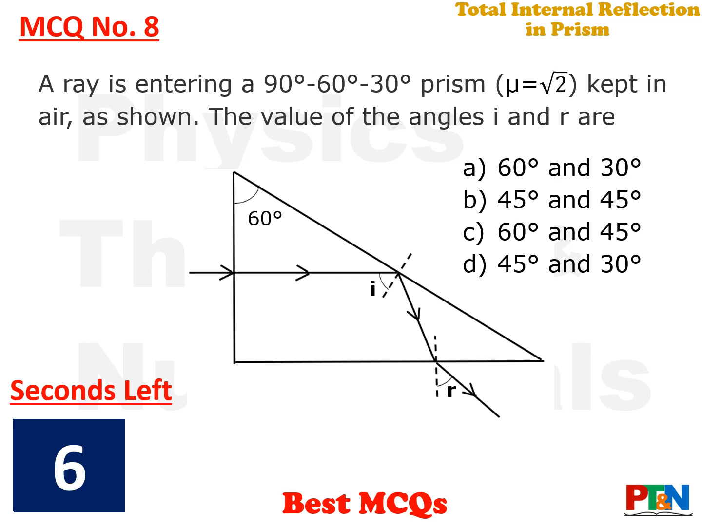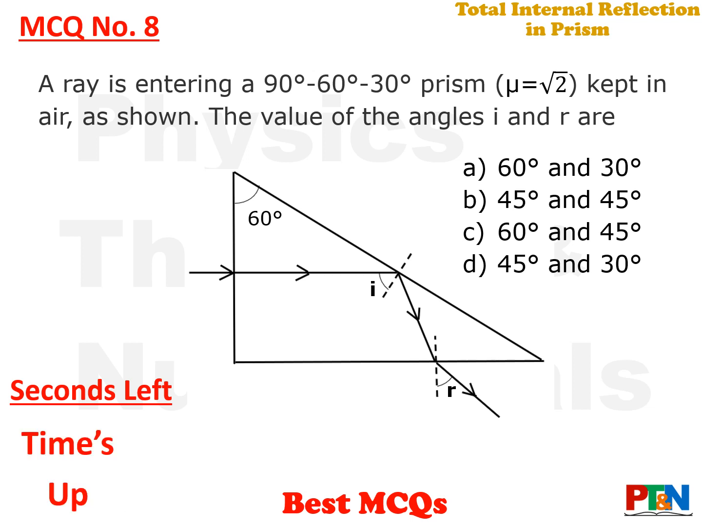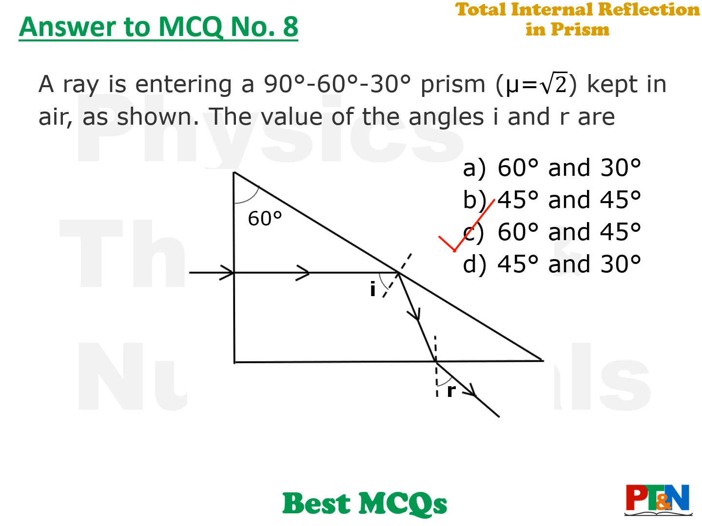If you require time in between, please do pause the video, take your time and come to your answer. Time's up. Let's see the answer. The answer is option C. That is, I is 60 degree and R is 45 degree. Let's see the explanation.